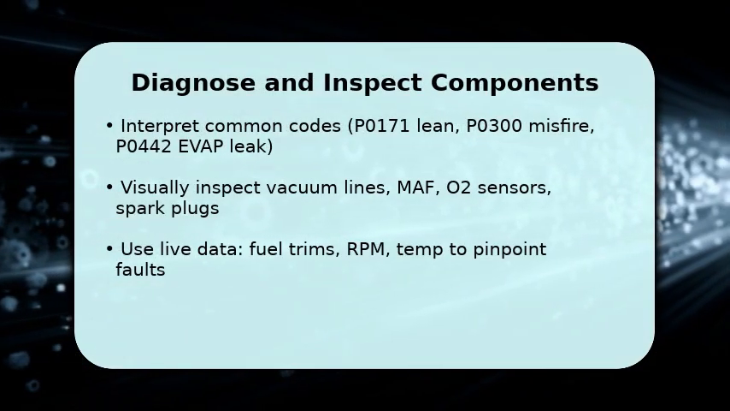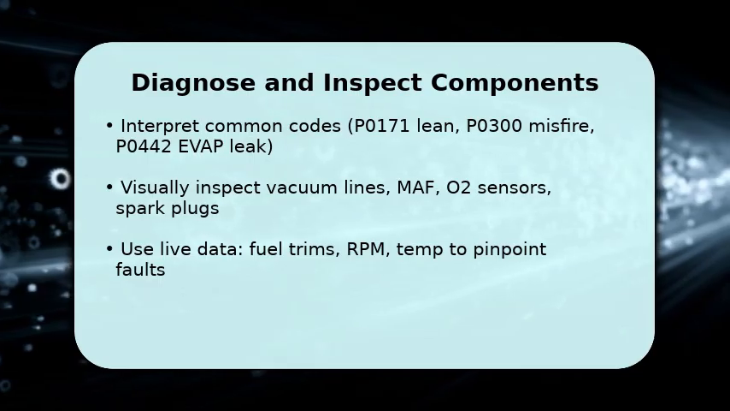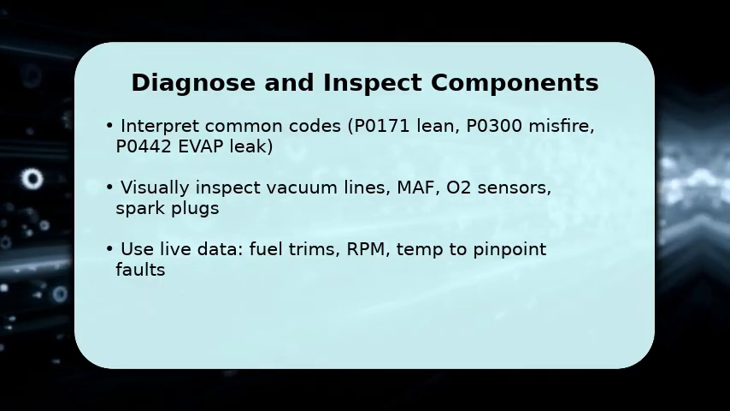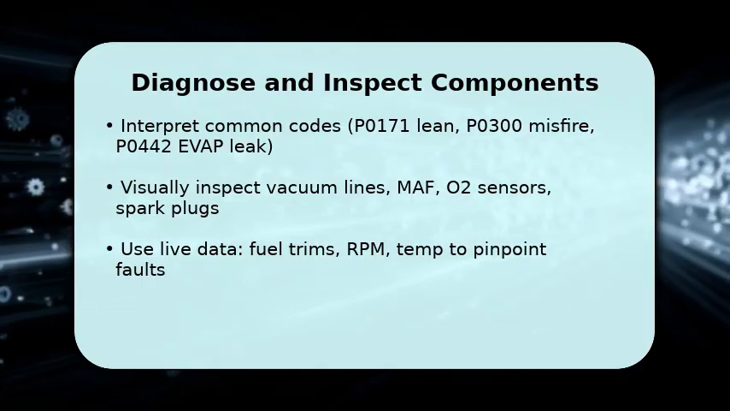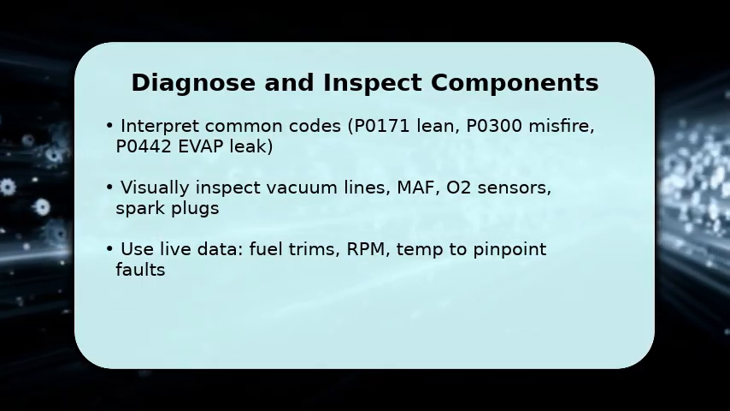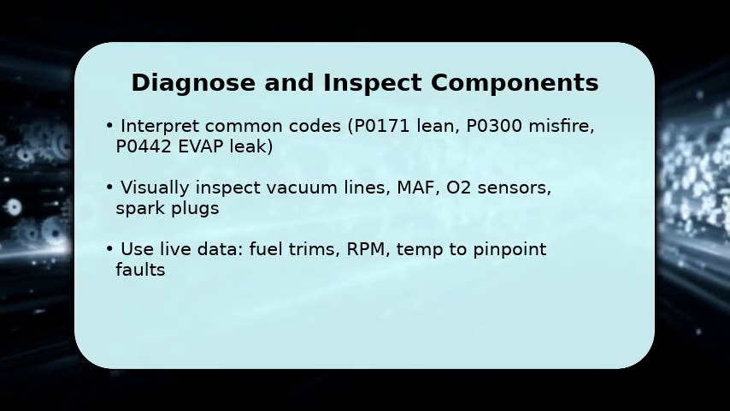For emission or lean codes, check vacuum lines and intake for leaks. For misfires, inspect spark plugs, coils, and fuel delivery. Once done, clean the mass airflow sensor if dirty and test O2 sensor response with live data.